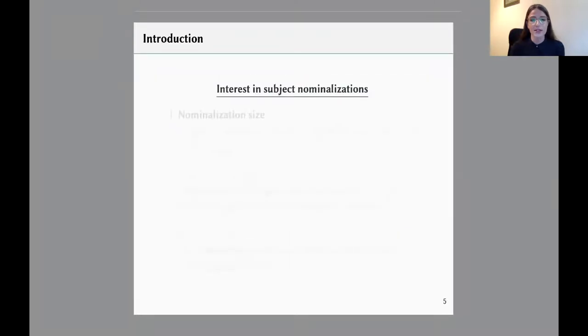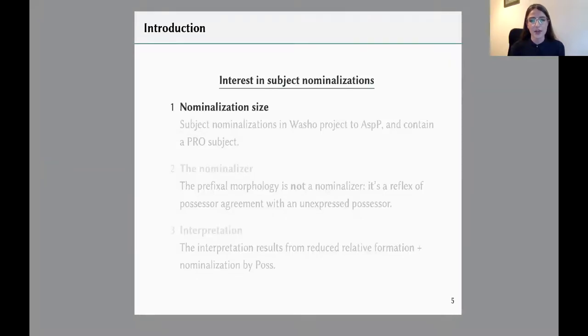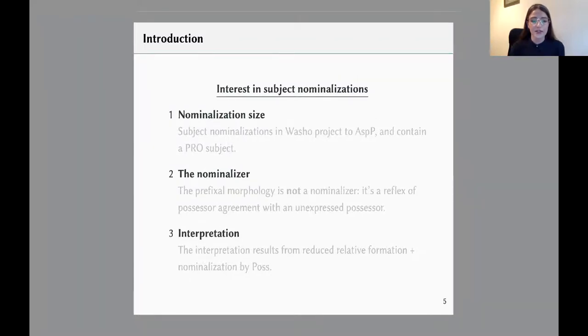Now, the interest in subject nominalizations in the work that is out there focuses on a few different areas. The first has to do with nominalization size, so how much verbal structure is projected. The second has to do with the nominalizer itself, so where it's encoded and what it's doing semantically. And then finally, there's been an interest in the interpretation of how we get the correct individual meaning for this nominalization type. So in today's talk, I'm going to offer a broad overview of these three areas, and I'll make a few specific proposals.